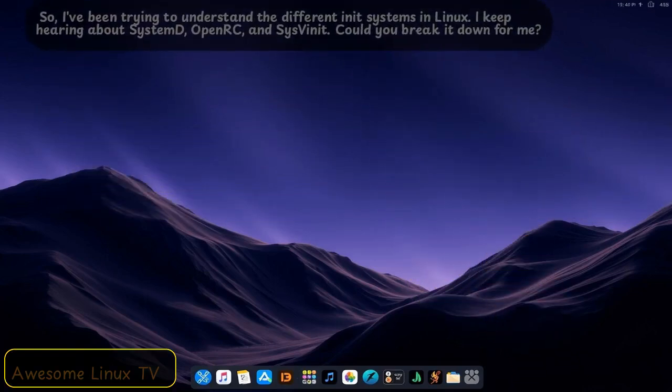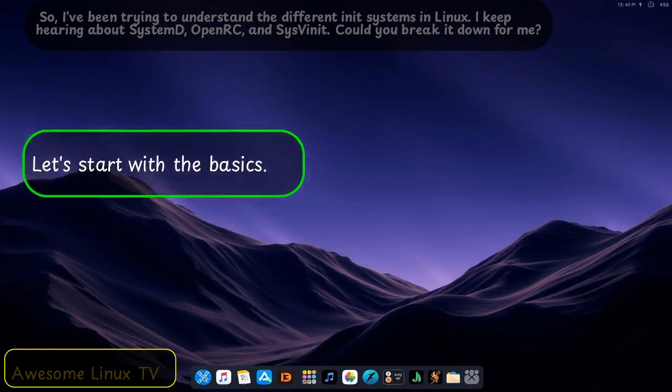So, I've been trying to understand the different init systems in Linux. I keep hearing about SystemD, OpenRC, and SysVinit. Could you break it down for me? Let's start with the basics.